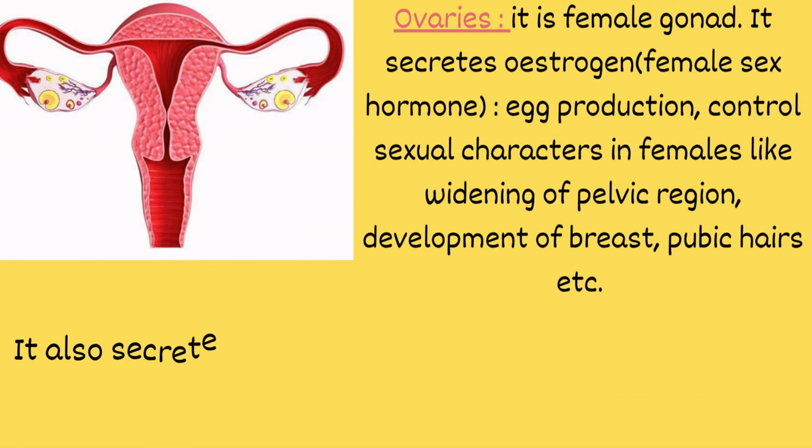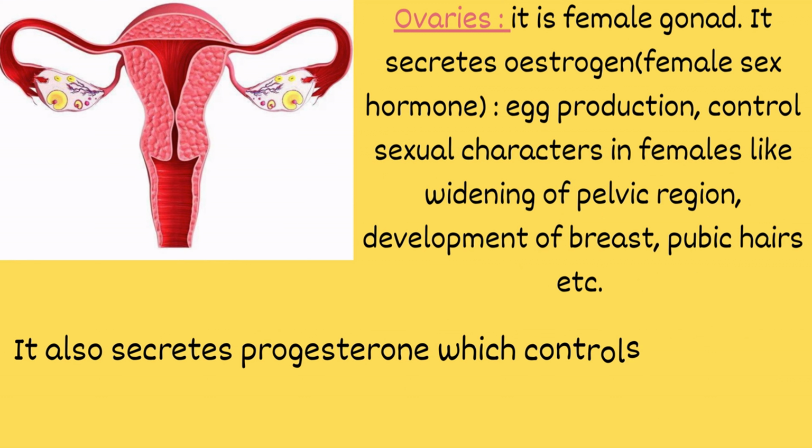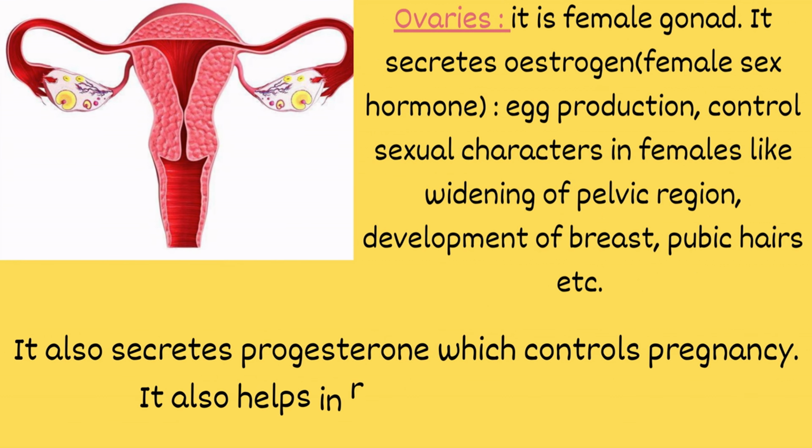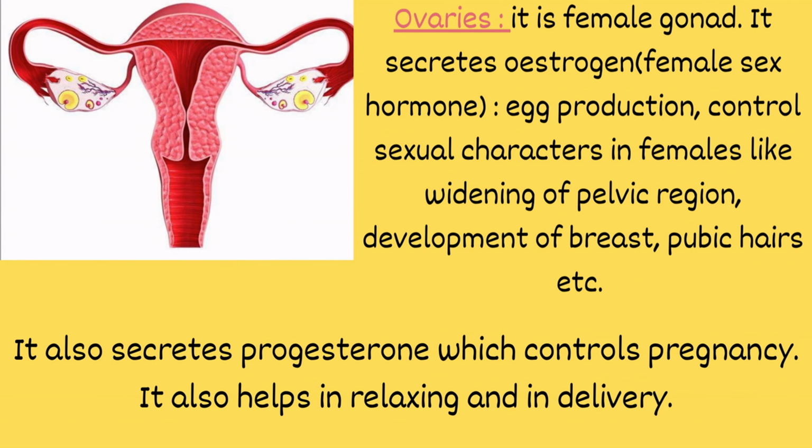Ovaries are the female gonads. They secrete estrogen, the female sex hormone, which controls egg production and sexual characters in females like widening of the pelvic region, development of breasts, pubic hair, etc. They also secrete progesterone, which controls pregnancy. It also helps in relaxing and in delivery.